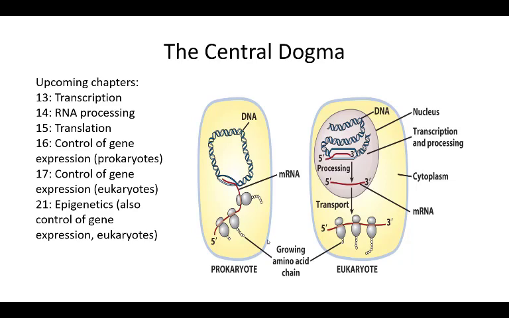In contrast, in eukaryotes, transcription happens in a separate compartment, the nucleus, and RNA is made and then is processed before it is exported out of the nucleus. And so the RNA is really completed before it goes out and gets bound by ribosomes for translation.